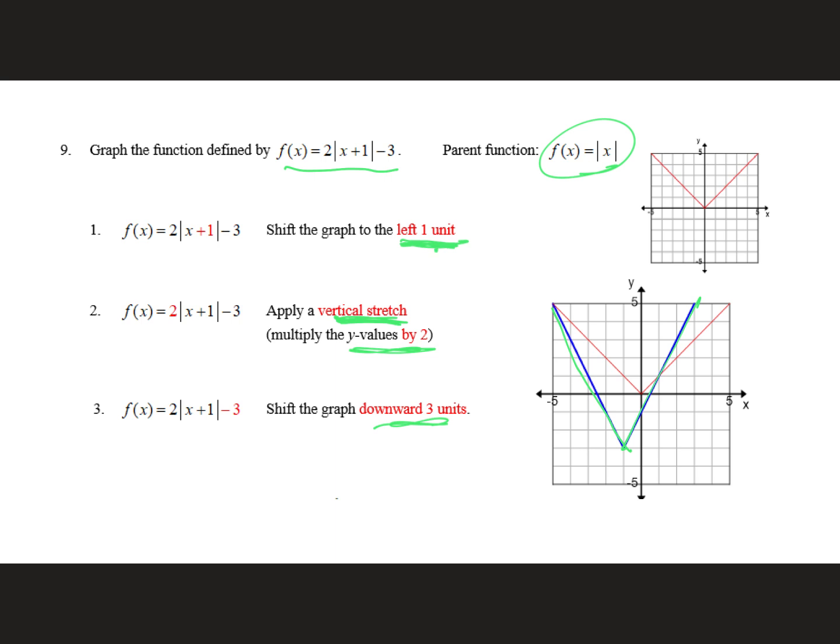So let me just take a point, for example. Left 1, so I went left 1. Then I stretched by 2, so it's at 1 and now it's going to be at 2, and then I shifted down 3 and ended up on the graph.